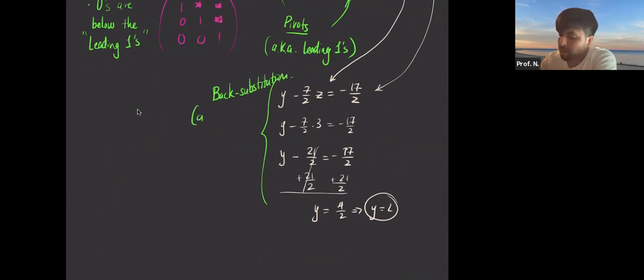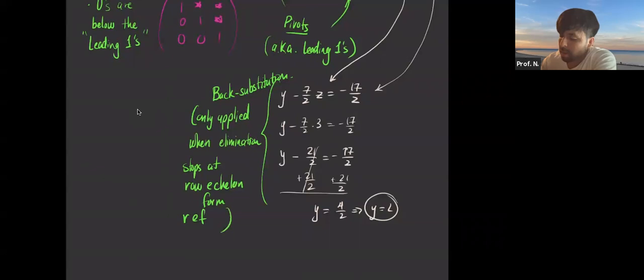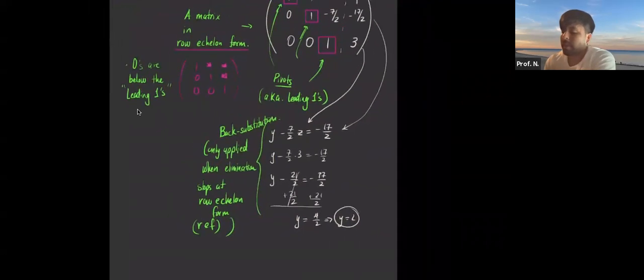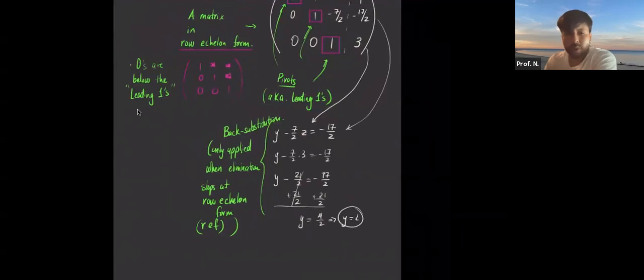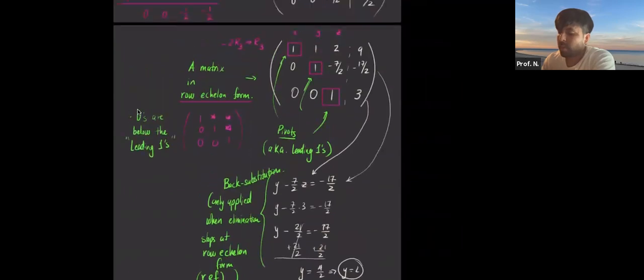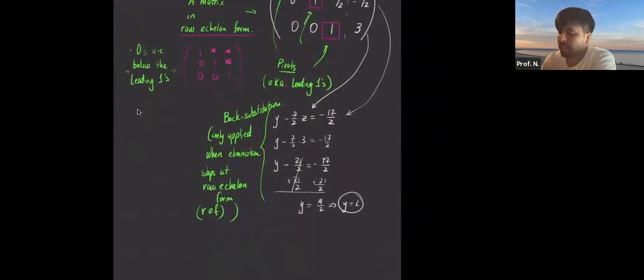So back substitution is only applied when elimination stops at row echelon form, which is REF for short. So you can do it that way, or we can go all the way down to row reduced echelon form. So let's just complete our task into row reduced echelon form.